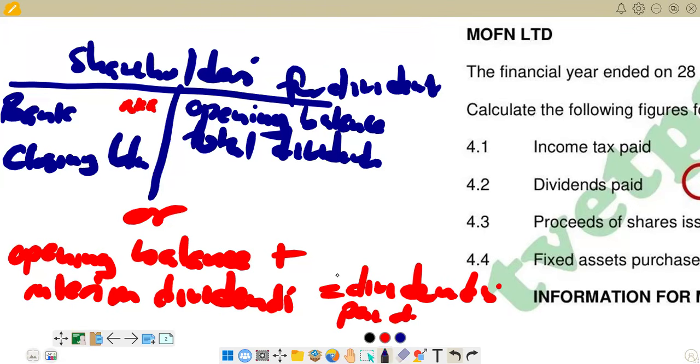So what we are going to do is look for the opening balance, then check if we have got interim dividends, then we add the two. But some questions won't have the interim dividend, so maybe you are given only the total dividend. So you have to employ the opening shareholders for dividends account. I will go there to see what information we have in the question.